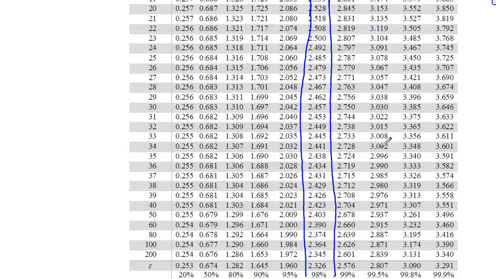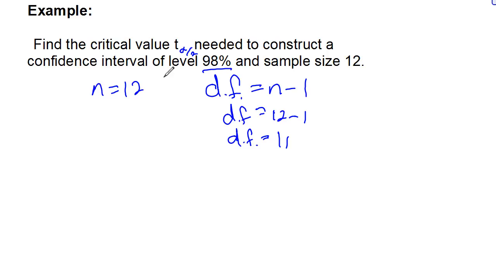So it's very nice, since we have these confidence levels here, that we're just going to look for these confidence levels for the t-distribution and find where they intersect with our degrees of freedom. And so the t that we're going to use is 2.718.